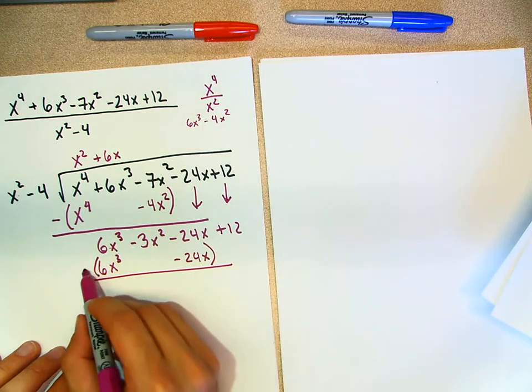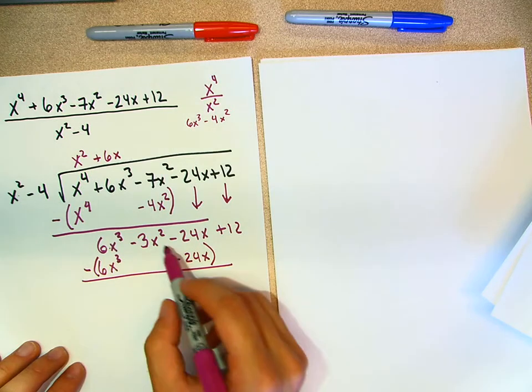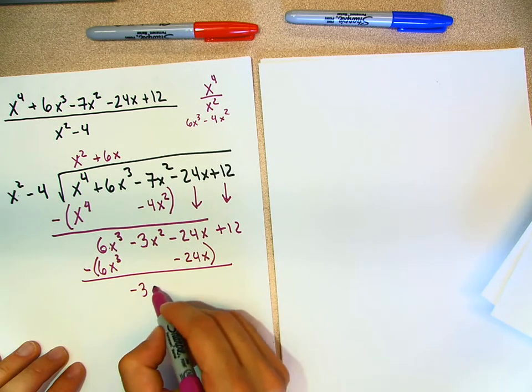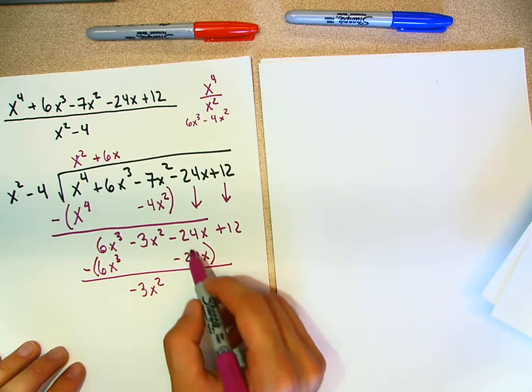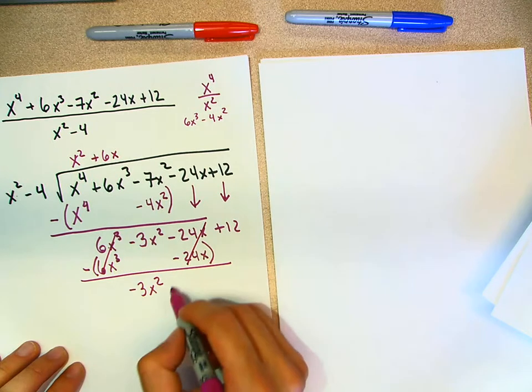This is parentheses, parentheses, subtract. So this becomes 0. This becomes negative 3x squared. Negative 24 minus a minus becomes plus, so this becomes 0. And then you have plus 12.